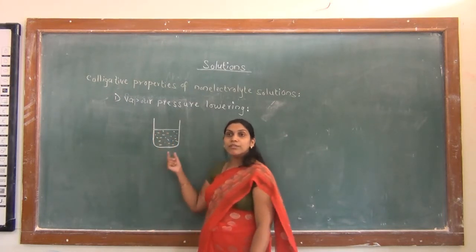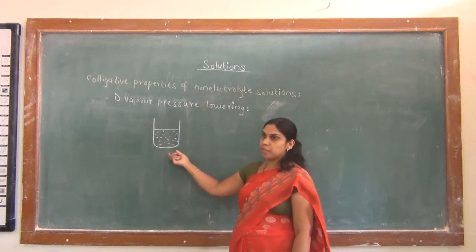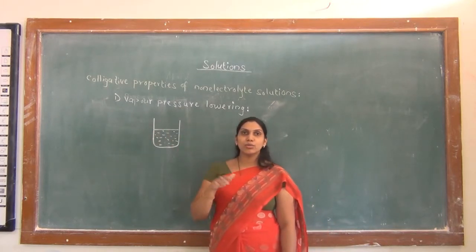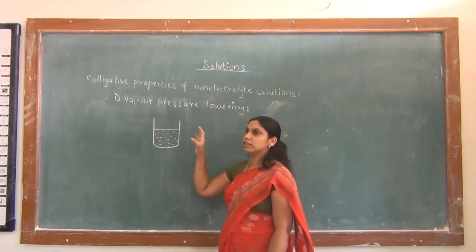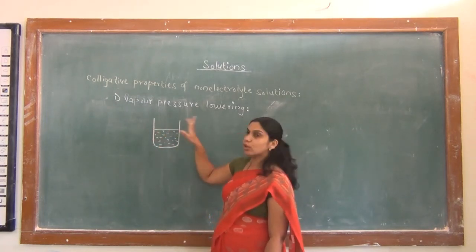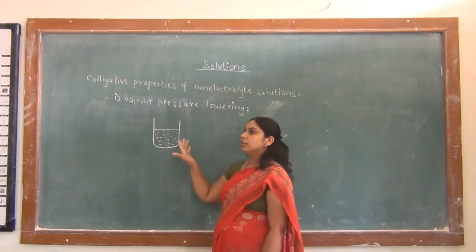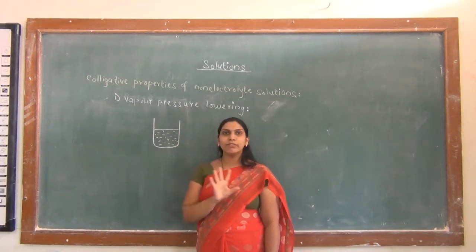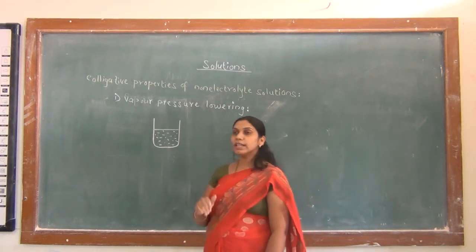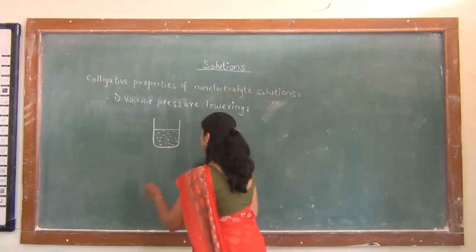Supposing we have taken a pure solvent in a beaker, and this pure solvent is volatile, so it undergoes vaporization, and the vapors of that liquid will apply some pressure on the surface of the liquid, and in this case the solution will have some value of vapor pressure. When we add a non-electrolyte solute to it, see what happens.